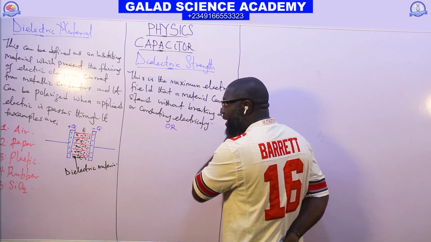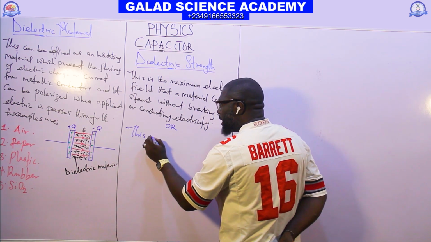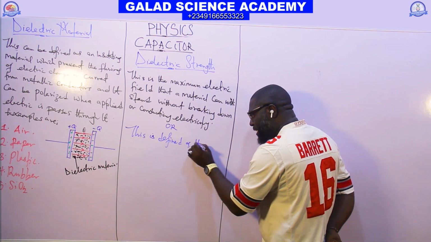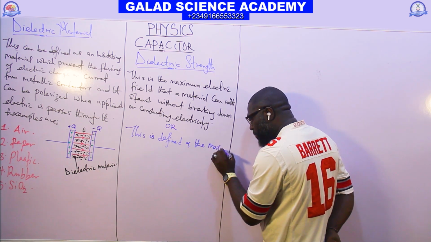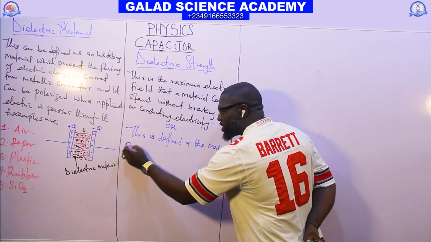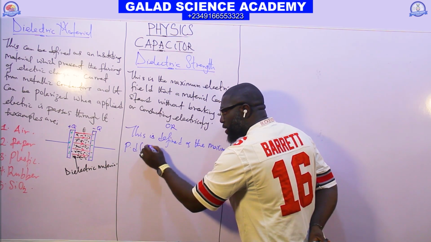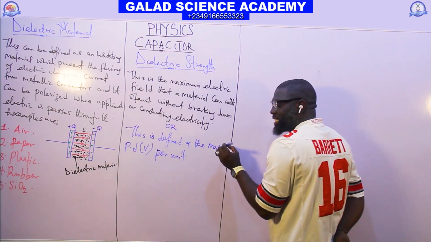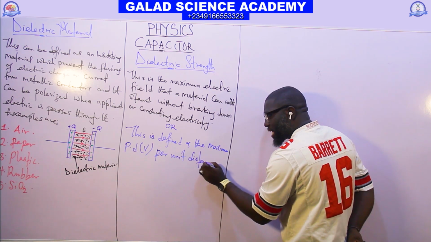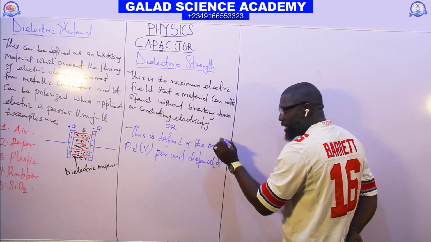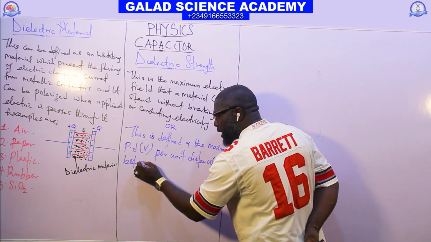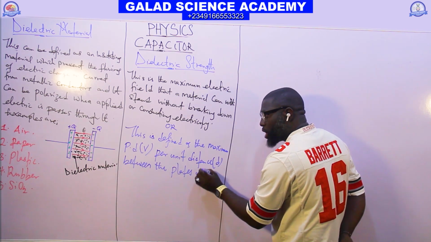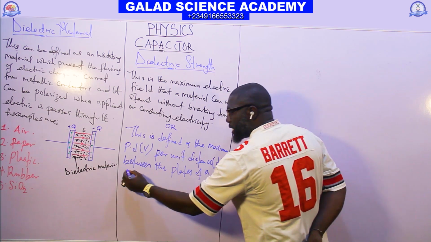This can be divided. Dielectric strength is defined as the maximum potential difference, PD, V, per unit distance, D, between the plates of a capacitor.